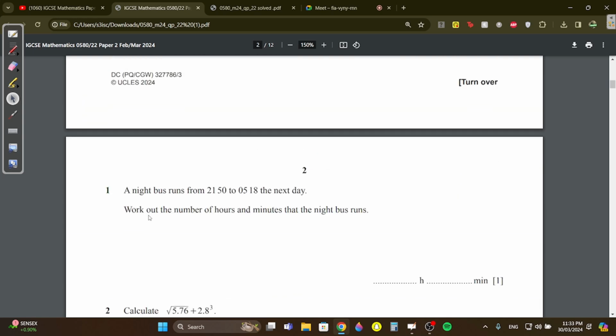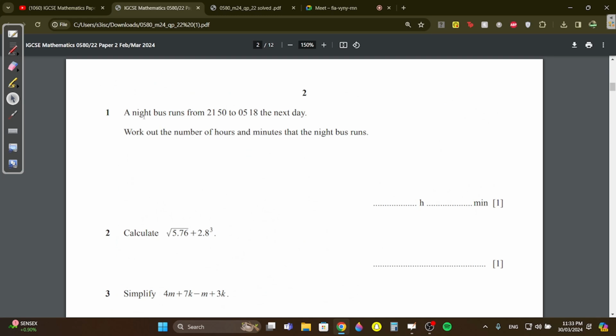Let me start. A bus runs from 21:50 to 5:18 the next day. Work out the number of hours and minutes that the bus runs. So it starts at 21:50 and ends at 5:18. What I like to do is convert this 5:18. I add 24 hours, because it's the next day.